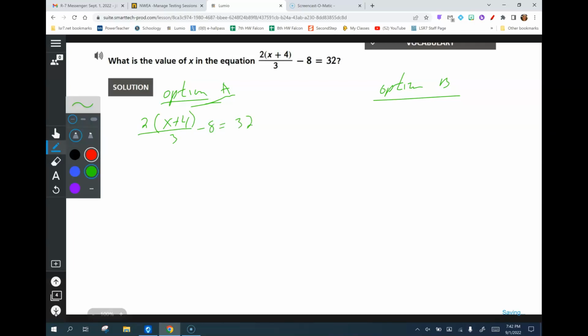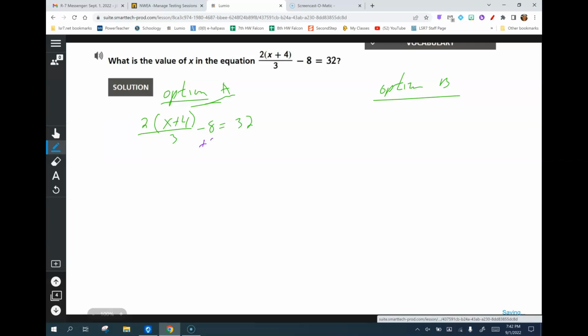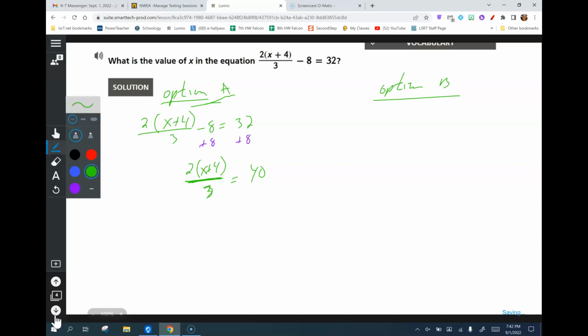And I could start off by just adding 8 to both sides. So I have 2 times (x plus 4) all over 3 is equal to 40. Now I have division, right? See that division right there? So if I have division, in order to get rid of this 3, I can multiply. So I'm going to multiply both sides by 3.